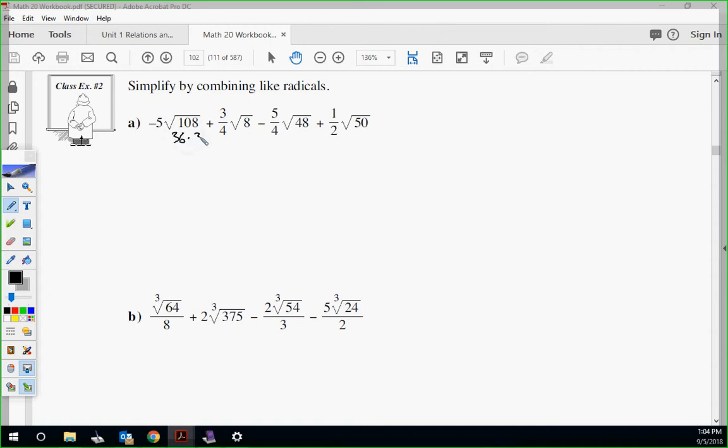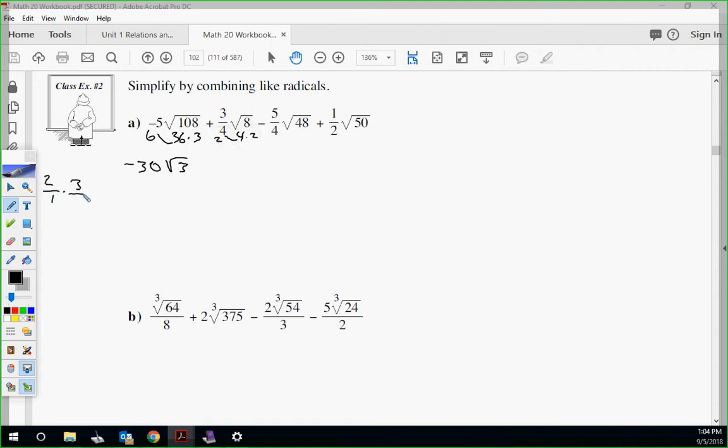36 and 3. So 36 comes out as a 6. Multiply those, negative 30 root 3. Now, we know that 3 doesn't go into 8, so you're like, uh-oh, we have a problem. Don't give up. It's 4 times 2. The 4 comes out as a 2. 2 times 3 over 4.